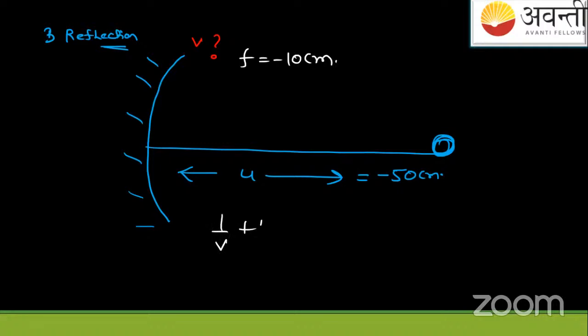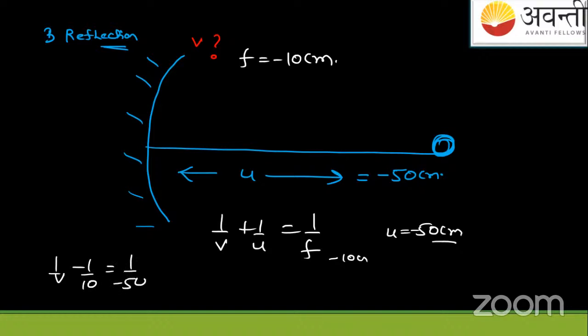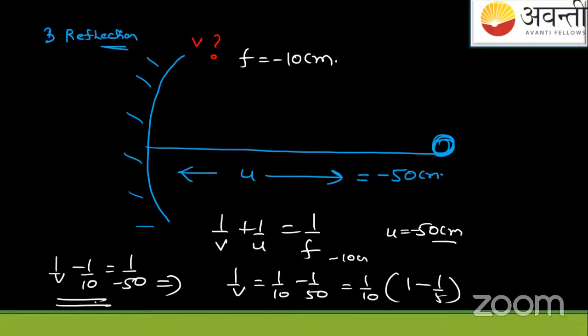Put the values. 1 by V plus 1 by U equals 1 by F. How much is U, students? U is minus 50 centimeters. The focal length is minus 10. Put the values: 1 by V minus 1 by 50 equals minus 1 by 10. So through this you will get V. What is V, students? V is the image distance. So if you find this, 1 by 10 minus 1 by 50 is 1 by 10 times 1 minus 1 by 5.